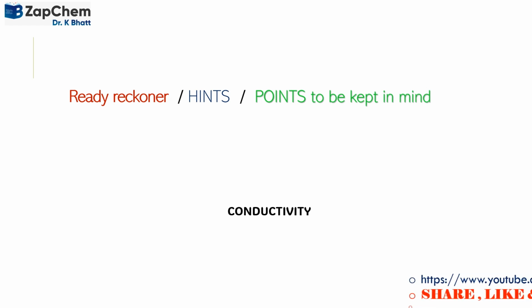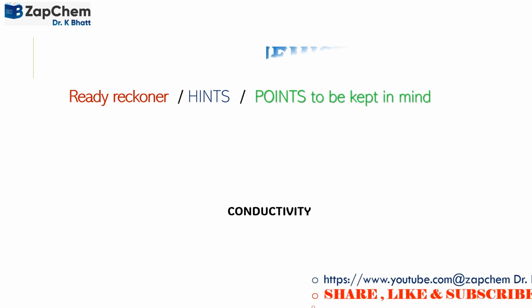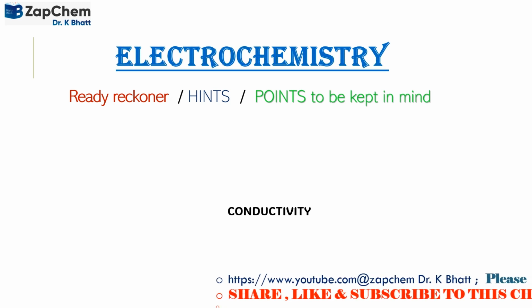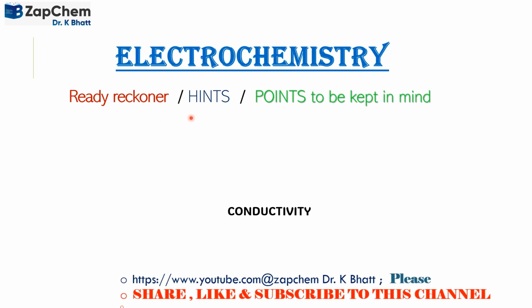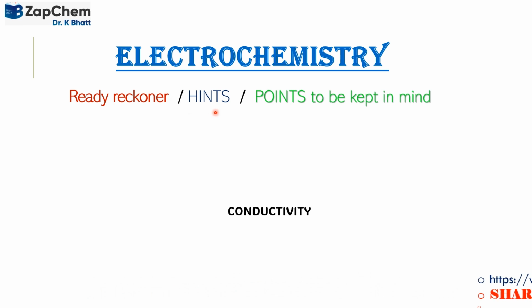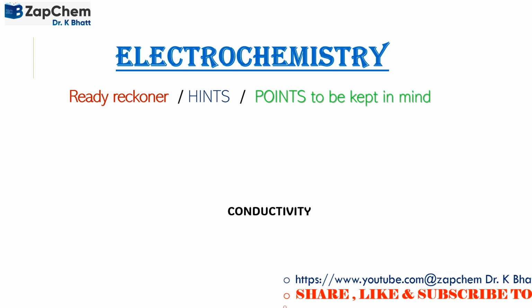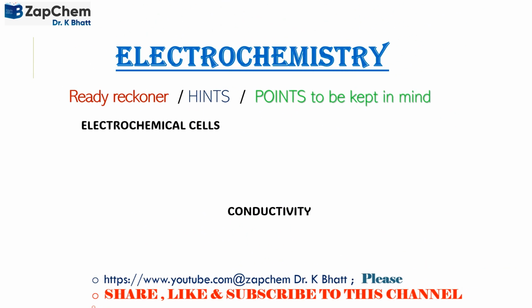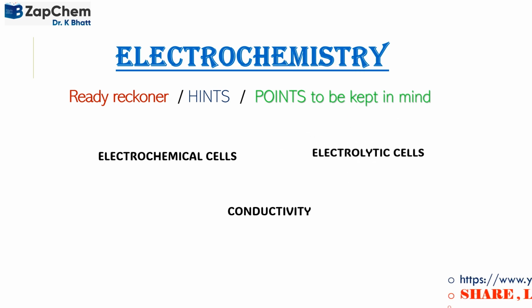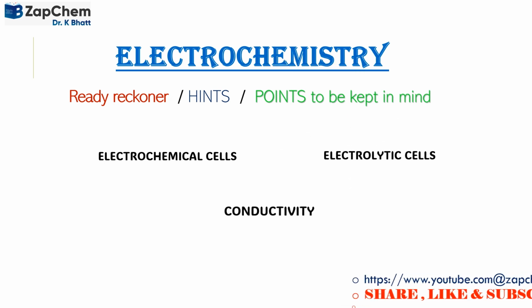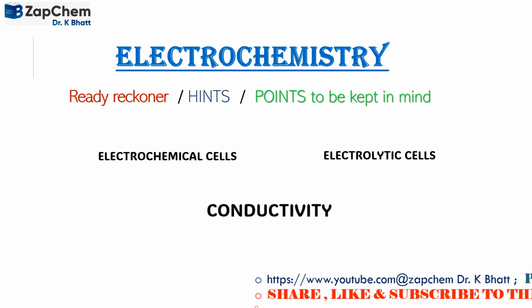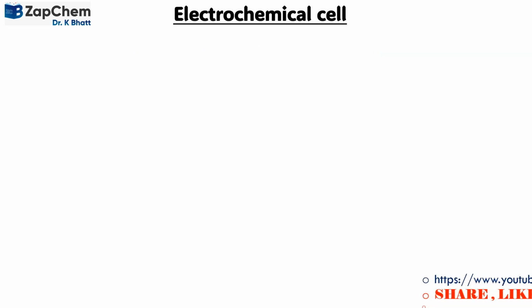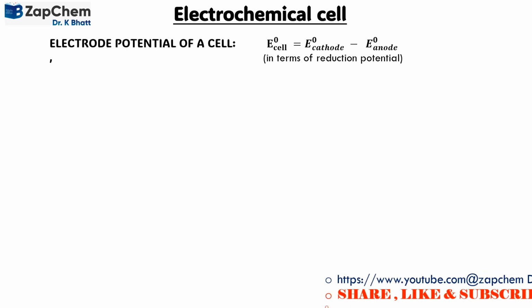Dear students, you will find here certain hints in electrochemistry which may serve you as a ready reckoner, or you can call them points to be kept in mind. This is related to the electrochemical cell, the electrolytic cell and conductivity. So please go through these hints and this will be of much use to you.